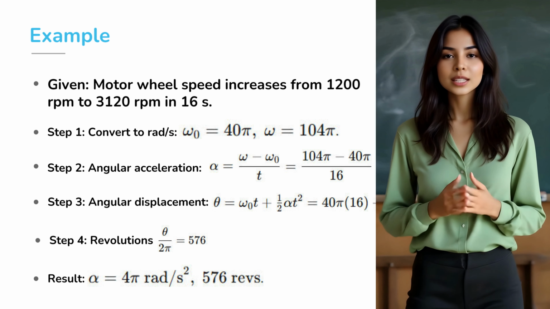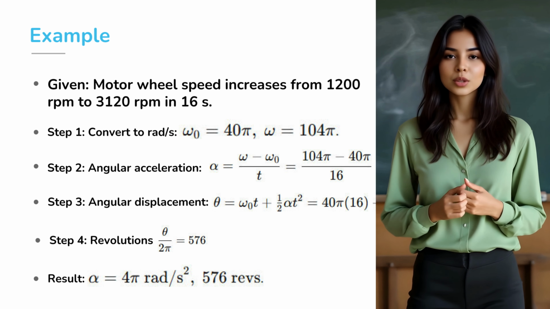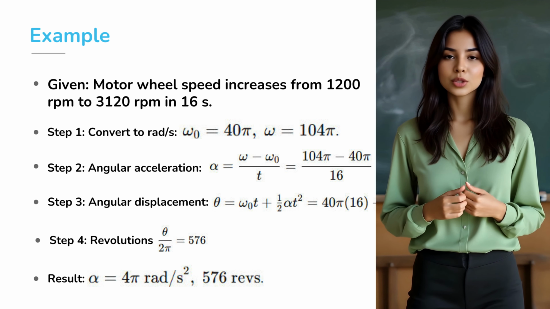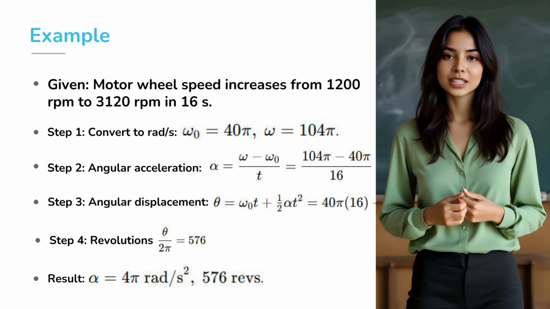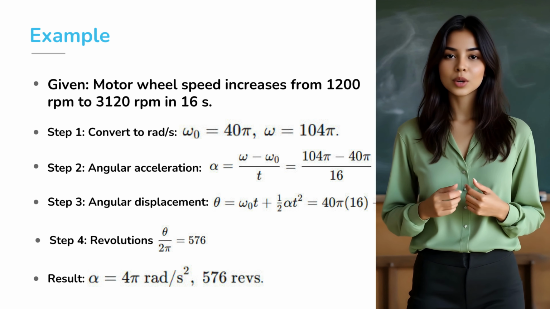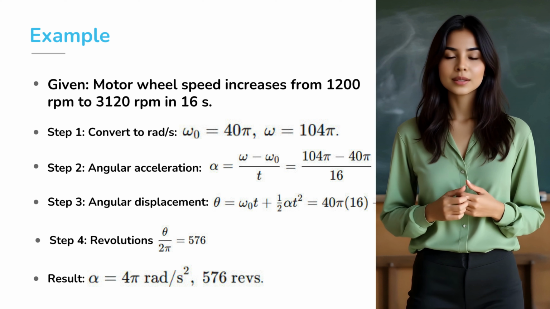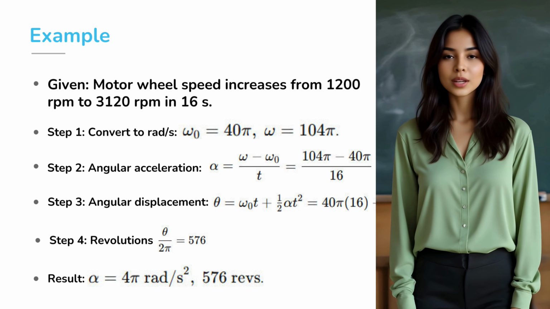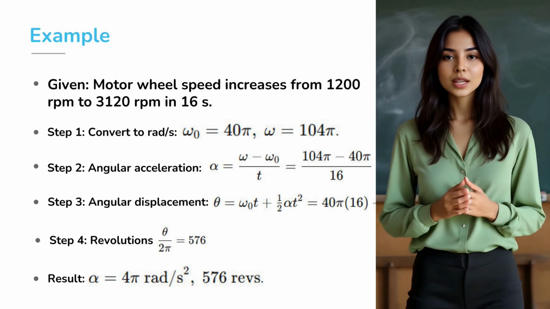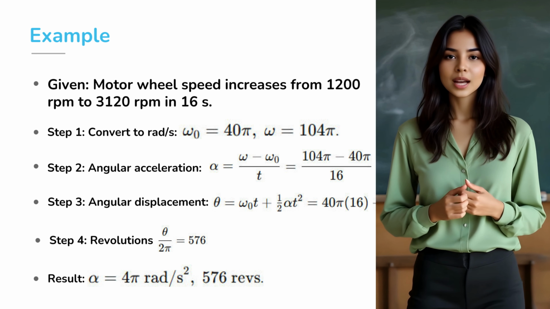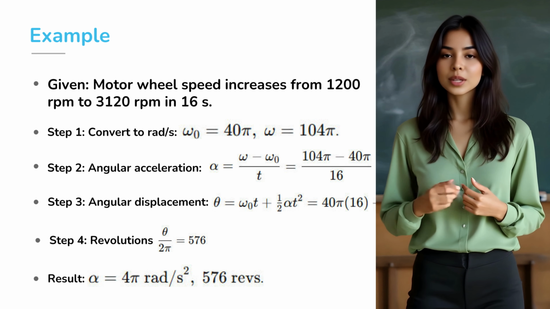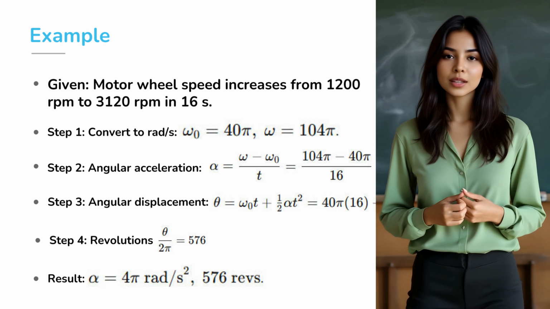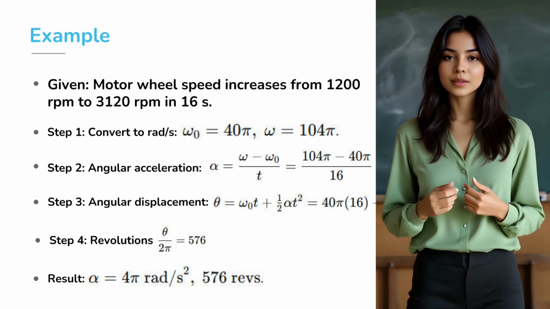Let's solve a practical example. A motor wheel speeds up from 1200 revolutions per minute to 3120 revolutions per minute in 16 seconds. Step 1. Convert to radians per second. Omega naught equals 40 pi, omega equals 104 pi. Step 2. Angular acceleration alpha equals omega minus omega naught divided by time. Substituting values, we get 4 pi radians per second squared.